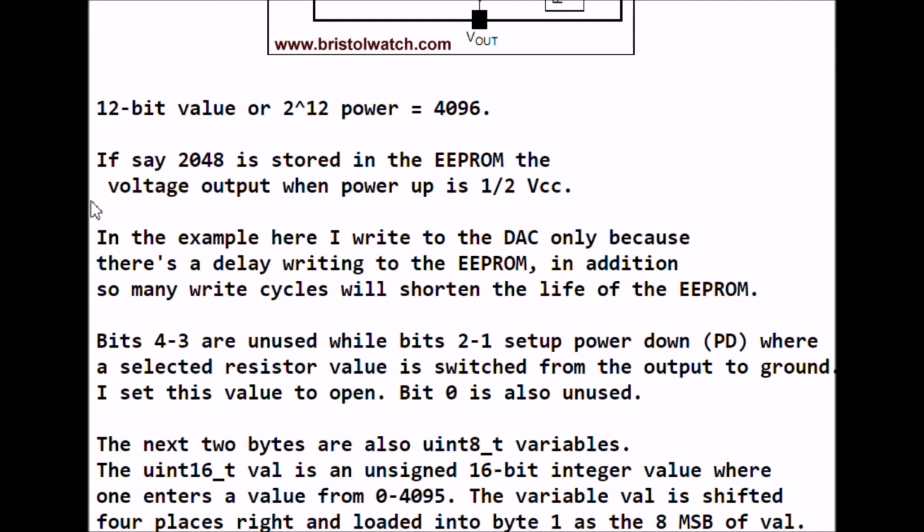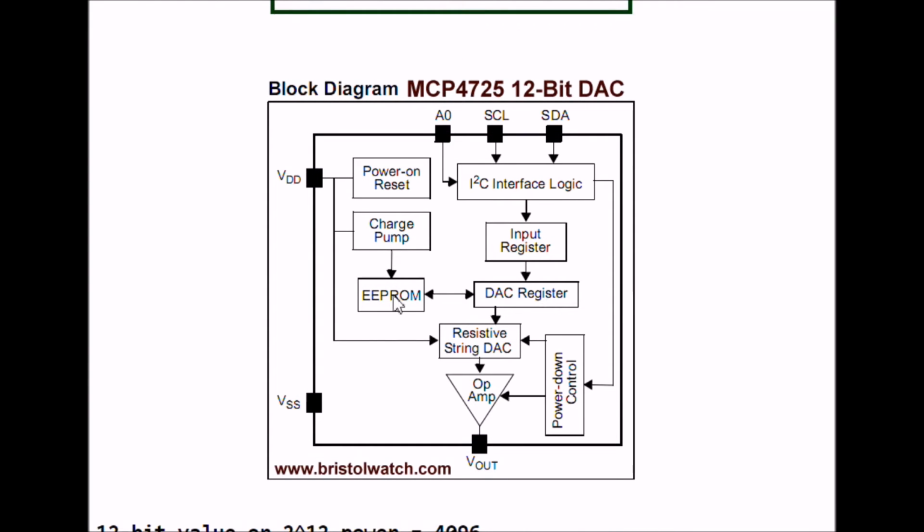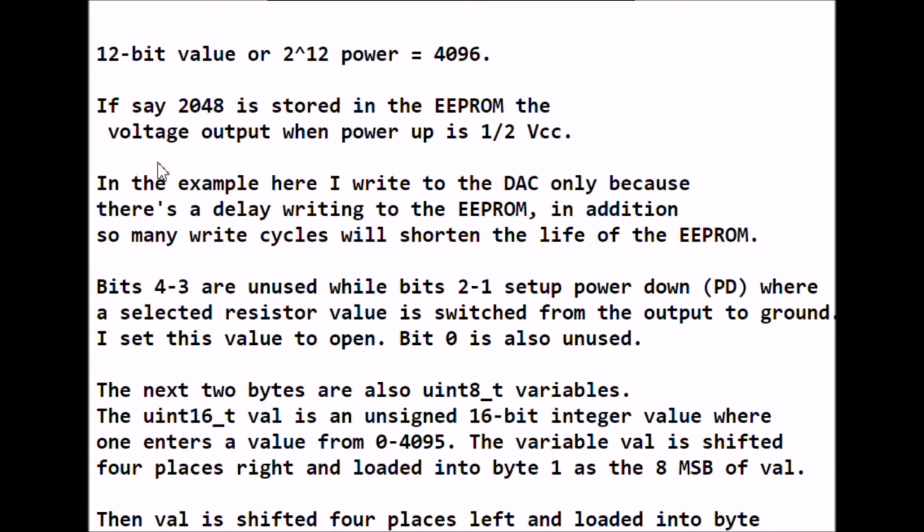If I was to store, say, 2048 in the DAC register and the EEPROM register, on power up, the output will be half VCC. So if you're running at 5 volts, when you power this up, it's going to be 2.5 volts. If you're running it at 3, it's going to come up at 1.5. So that can be anywhere from 0 to VCC, depending on the 12-bit value you store in the EEPROM.